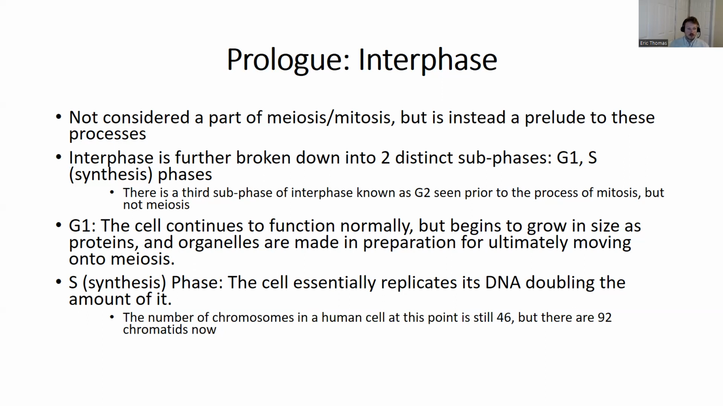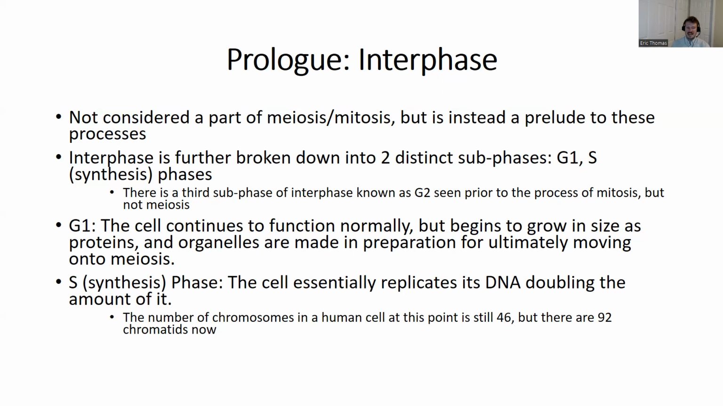And so again, interphase in G1, right? The cell is continuing to function normally, but it's going to start preparing for this process. And the cell begins to grow in size. It increases the number of proteins and organelles, all in preparation for moving forward with the process of meiosis. If the cell is signaled to continue, it's going to enter what's called the S phase, the synthesis phase. And this is necessary for both meiotic division and mitotic division, meiosis and mitosis. So the cell in S phase is essentially replicating its DNA and doubling it.